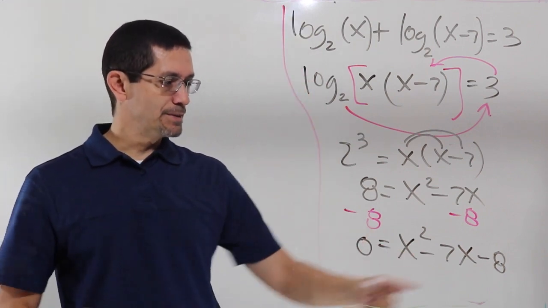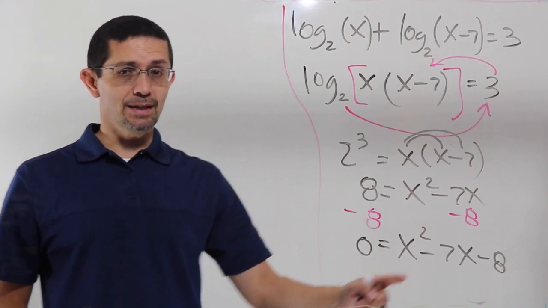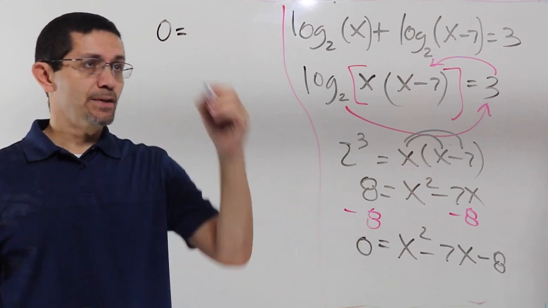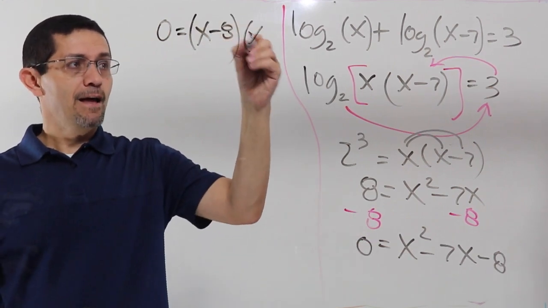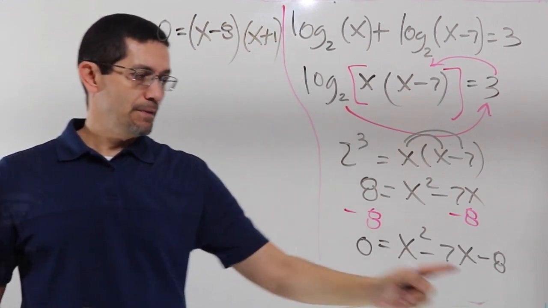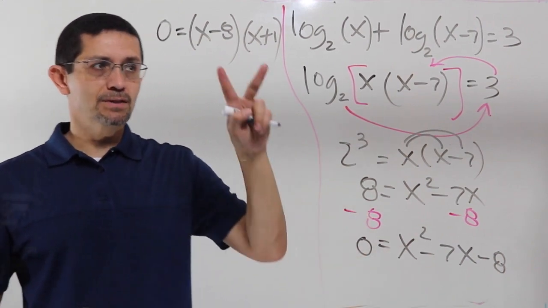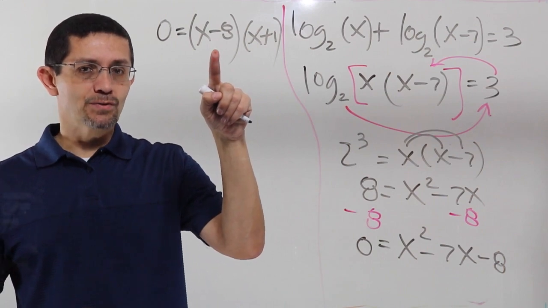So x squared minus 7x: two numbers that multiply to get negative 8, but when you add, you get negative 7. That's right. So my two factors are x minus 8 and x plus 1. Negative 8 times 1 is negative 8. Negative 8 plus 1 is negative 7. So this is how you factor. Equals 0. That means I gotta find the values of x.